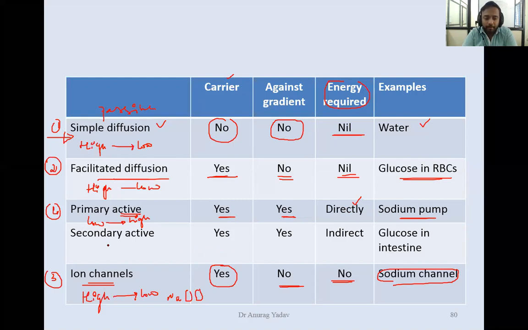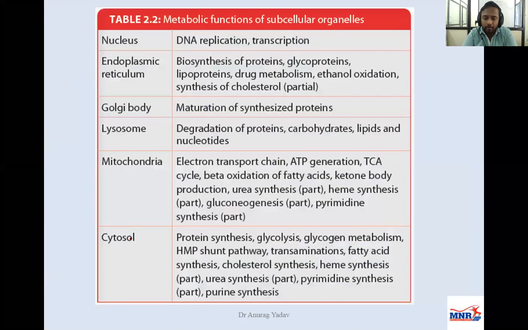It's simple. Secondary active, it is also carrier mediated. It occurs against the gradient from the low concentration to the high concentration, but energy utilized is indirect. Okay, and example, glucose transport in intestine, that is called the sodium dependent glucose transporter, SGLT1, which is present in the intestine. Okay, SGLT1, sodium dependent glucose transporters, is the example for the same.